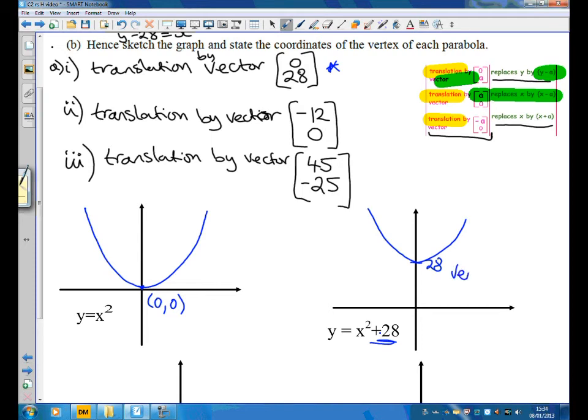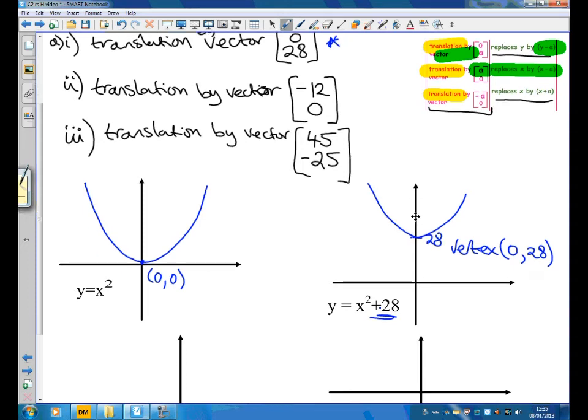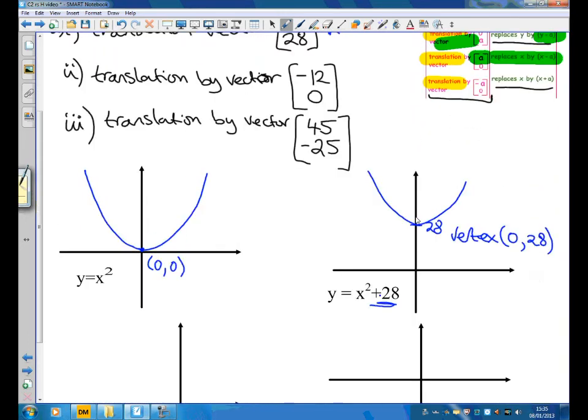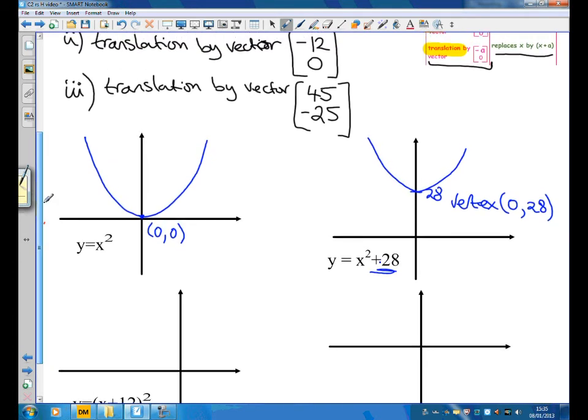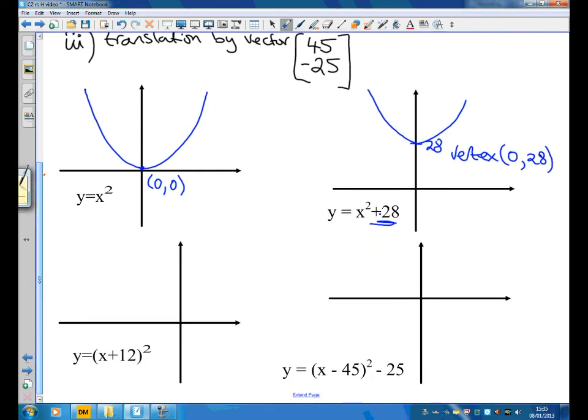So part 2. Now we're doing y is x plus 12 all squared. Now we said that x plus 12 all squared was a translation by vector negative 12, 0. So that means we're going to take the vertex that was at 0. It goes negative 12 in the x direction, so 12 left. And then we just sketch our graph. So in this case, the vertex is at negative 12, 0.